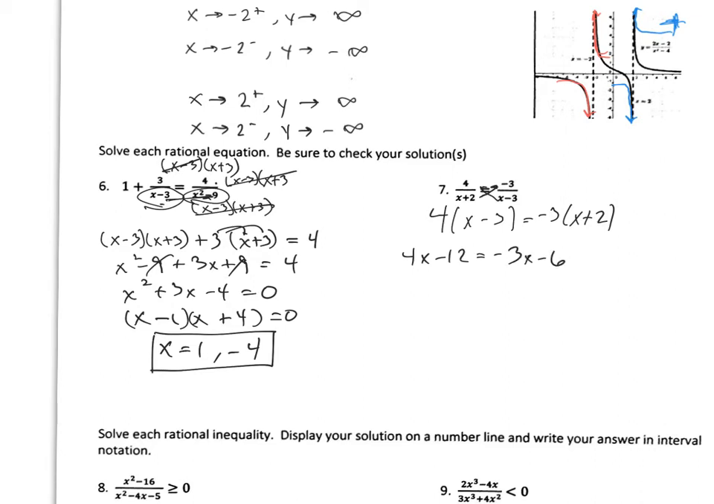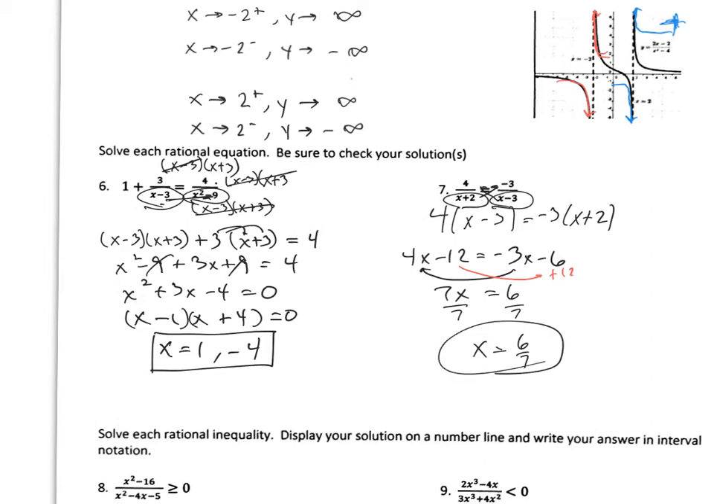We need to get these terms together, so I'm going to move the 3x over here and add that. So that's a 7x. And I'm going to move the 12 over here. So I'm going to add 12 to this side. So we get 7x equals a positive 6. And we get x equals 6 over 7. Checking that with the denominators, we're still not going to get 0. So that one actually works as well. If you do get one that gives you a 0, you just cross it out. If it's the only answer, then you would have to say, well, then you don't have a solution.